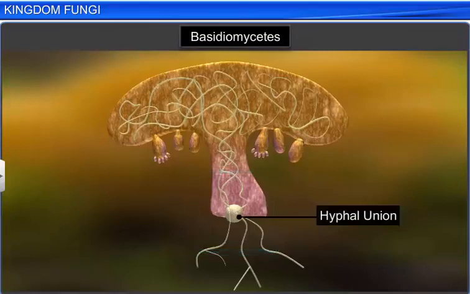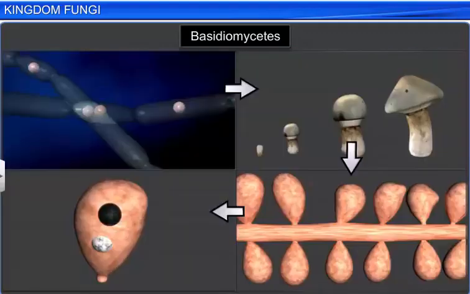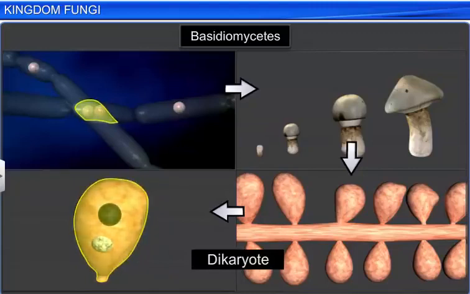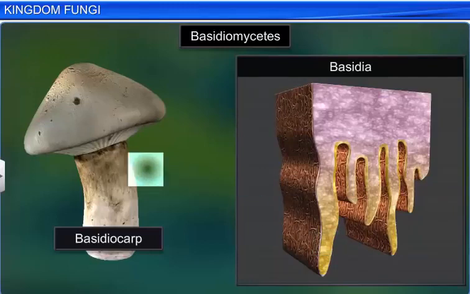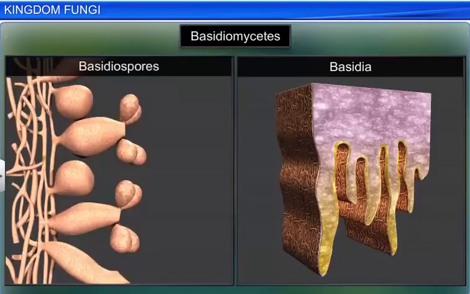Sexual reproduction in Basidiomycetes takes place even in the absence of sex organs. In the plasmogamy stage, two somatic cells of different genotypes fuse to form a dikaryote. The dikaryotic mycelium gives rise to the fruiting body called the basidiocarp, on which basidia arise and produce basidiospores exogenously as a result of meiosis.